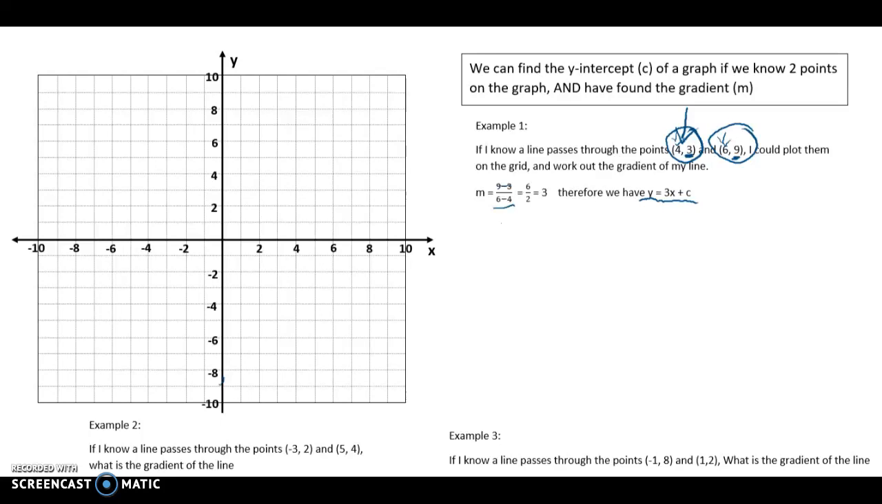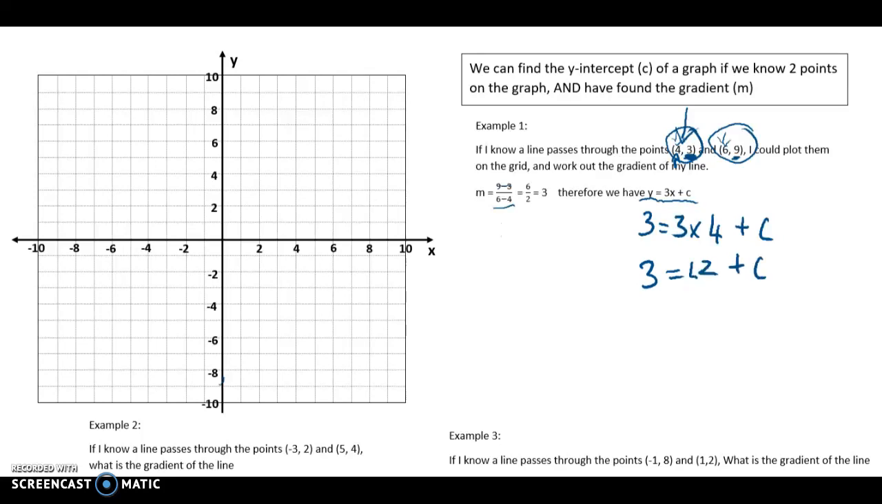So I've got y equals 3x plus c. Wherever I see a y, I'm going to substitute 3. So I'm going to put my 3 in there for my y. 3x means 3 times x, so I'm going to multiply 3 with my x value, which is 4, plus c. So I'm going to have 3 equals 3 times 4, which is 12, plus c.